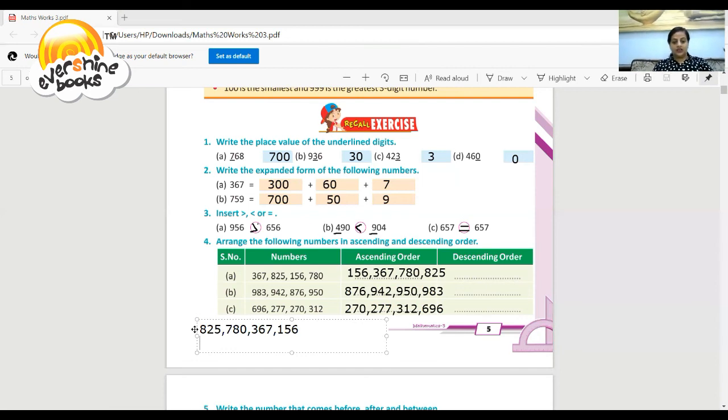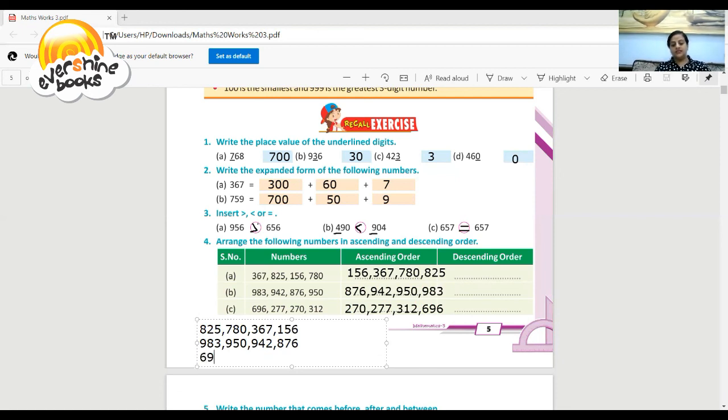Now the answer is 983, that is the biggest number. Then 950, the smaller one. Then 942, the smaller one. Then the smallest one is 876. This is now known as descending order, just opposite to ascending order.